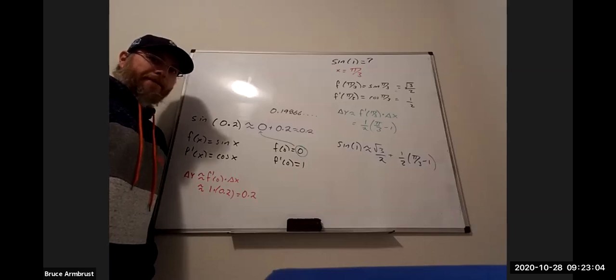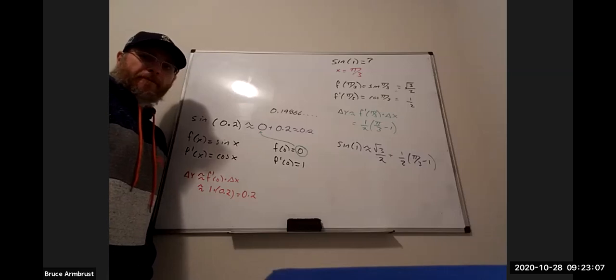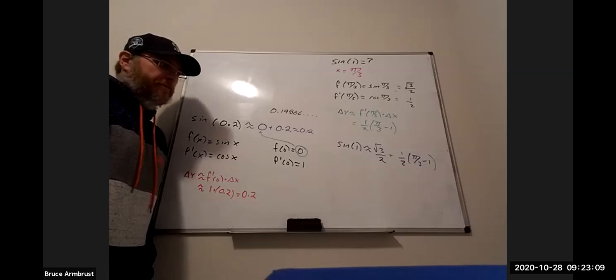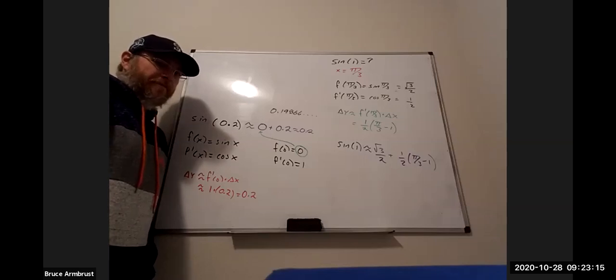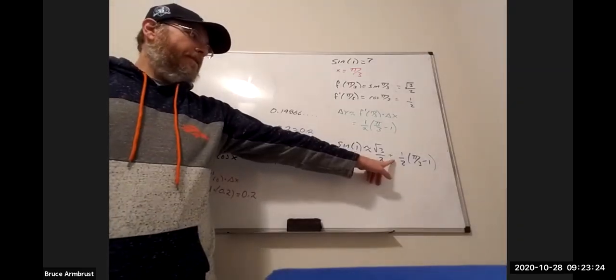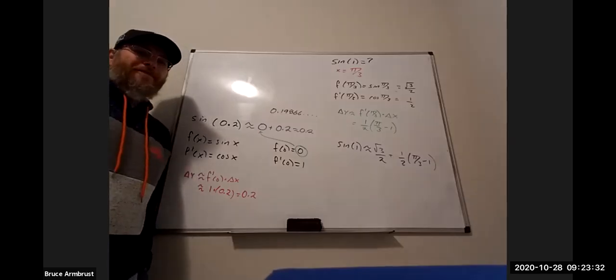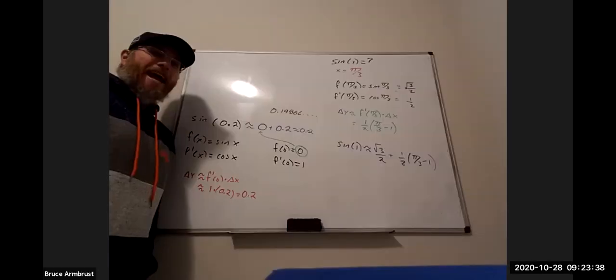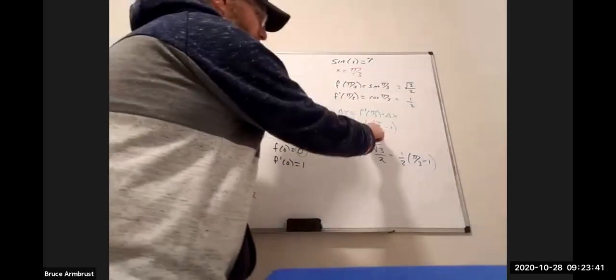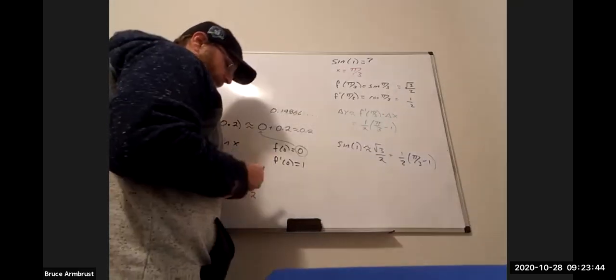Anybody see what my mistake is? Why are we adding? Okay, so like, why are we adding right here? Yeah, because we always add on our delta x. Oh, well, shouldn't it be subtraction if 1 is less than whatever pi over 3 is? Okay, yeah, and that was my mistake. This should actually be 1 minus pi over 3.